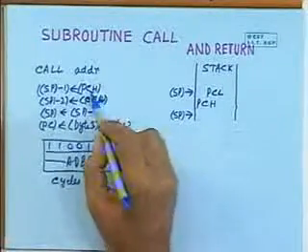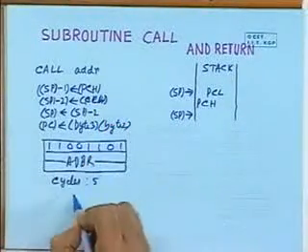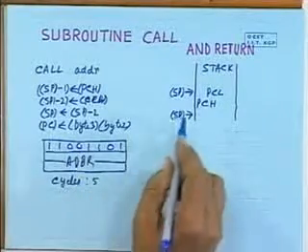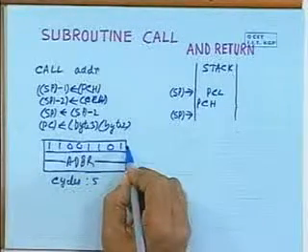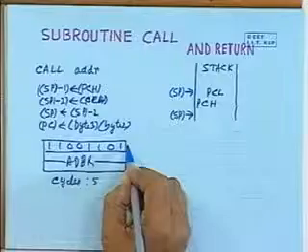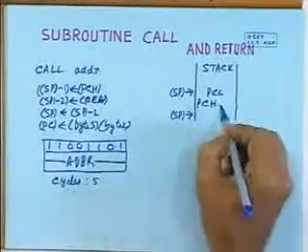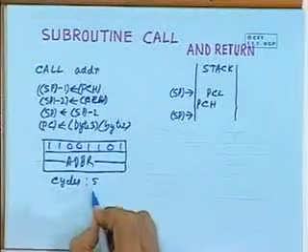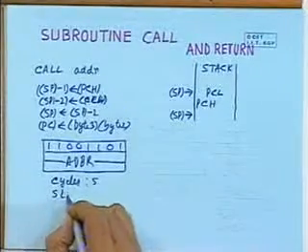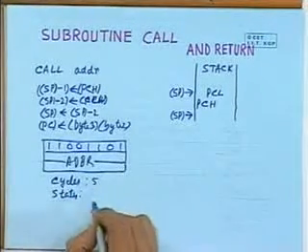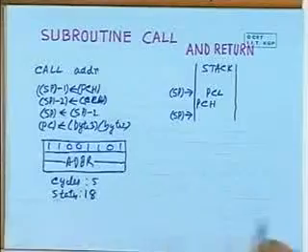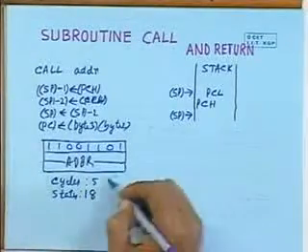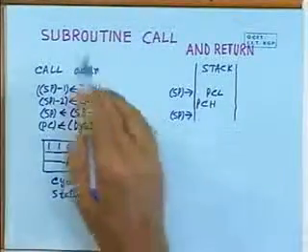The current value, the next address has to be loaded, so one machine code instruction fetch cycle followed by two read cycles followed by two write cycles. So total number of cycles will be 5, and total number of states required will be 18 clock cycles. So it takes quite long time to call a subroutine.